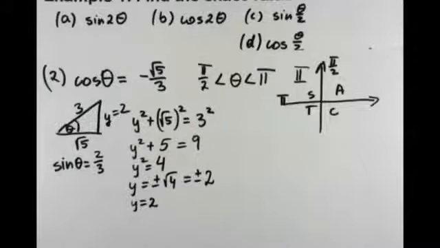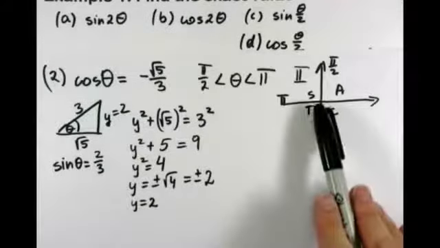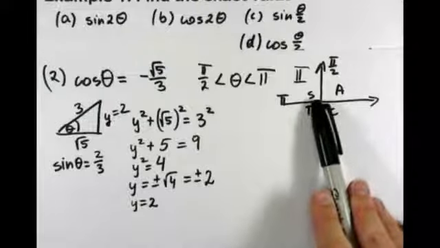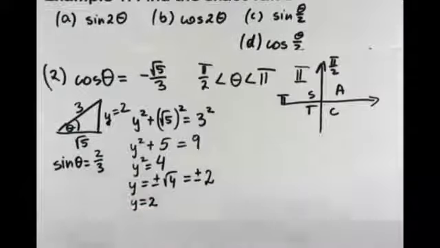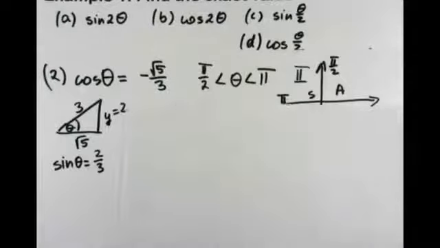Okay, sine is positive because we are in the second quadrant, and cos is negative, so here should be minus actually. Okay, so now we can find sine 2 theta.